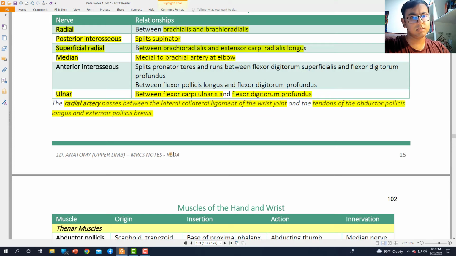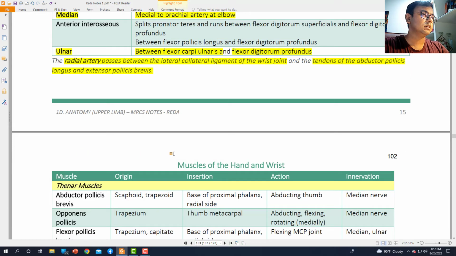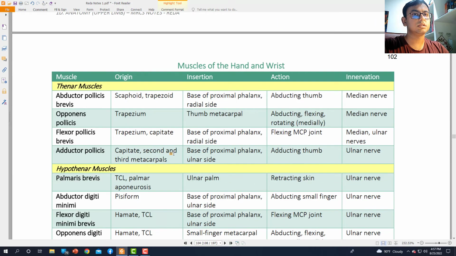It is star points, you must remember. The muscles of the hand and wrist. Now hand and wrist muscles. There are many small muscles here, so we will recapitulate. The thenar muscle is very, very important. Thenar and hypothenar muscles and their nerve supply.